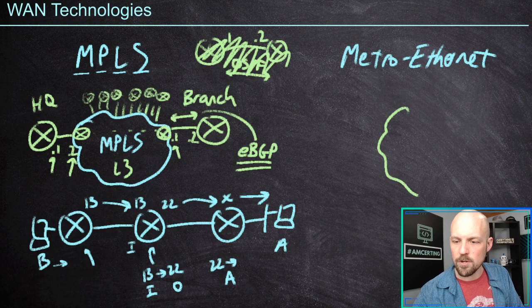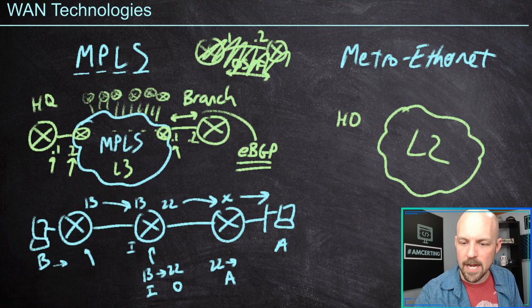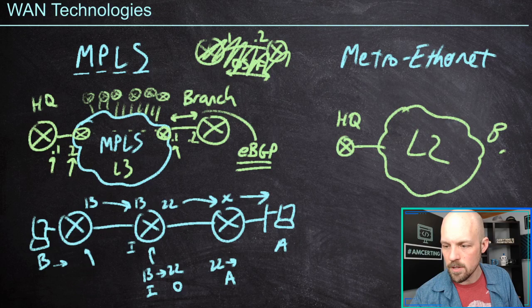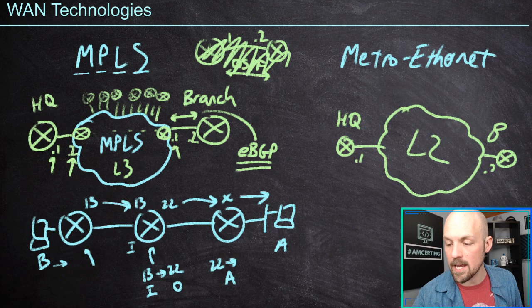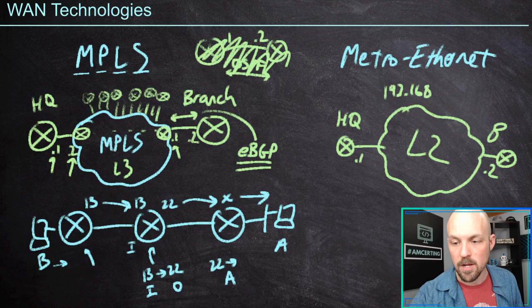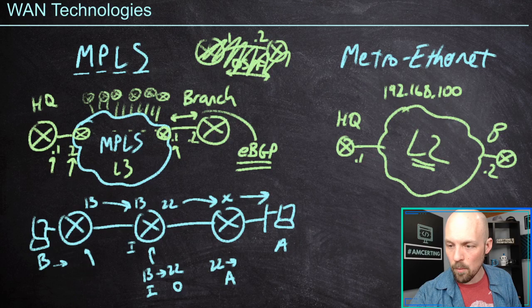And so when I have an HQ router sitting over here, and I have a branch router connected in, they are part of the same layer 2 domain. So I can have a .1 here and a .2 here, and it's all the same subnet. Maybe it's 192.168. It doesn't matter, because the service provider doesn't care, because it's layer 2 to them. So I get to define this, .100.0/24.